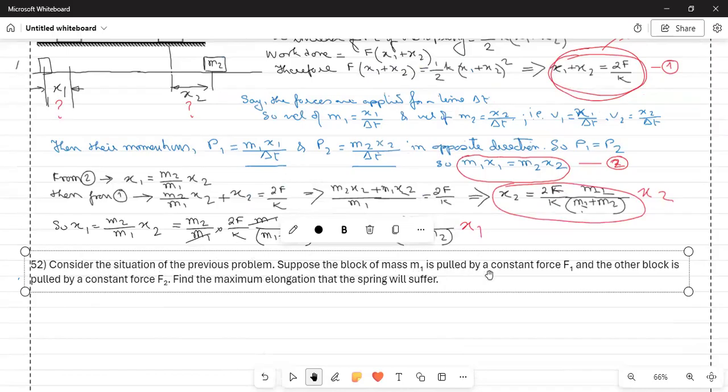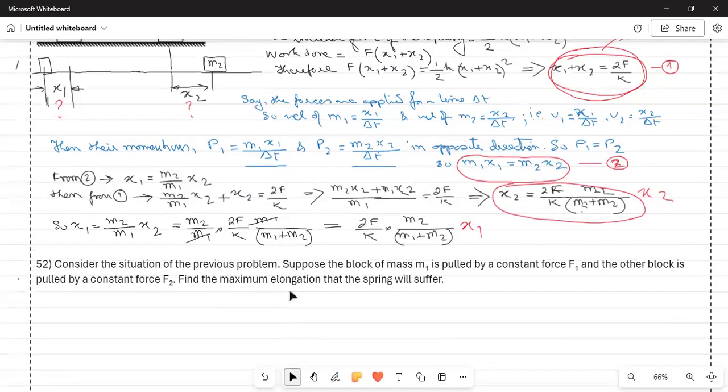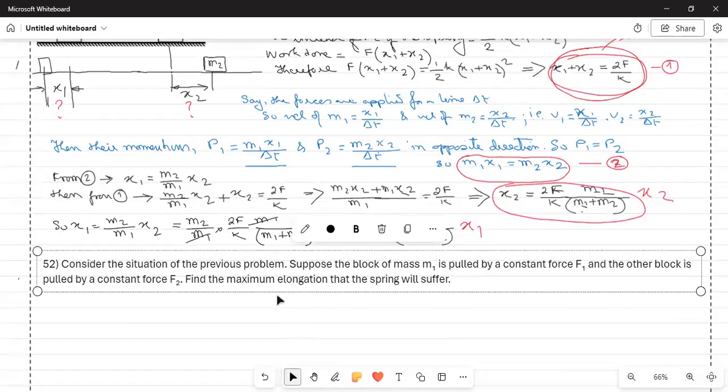Suppose the block M1 is pulled by a force F1 and the other block is pulled by a force F2. That means in the earlier case, both were pulled by the same force. Now, left-hand side M1 is pulled by F1 and right-hand side M2 is pulled by F2. Here they want us to find out the maximum elongation that the spring will suffer. They do not want us to find x1 and x2, just the maximum elongation. So we shall do it continuously with the earlier problem.